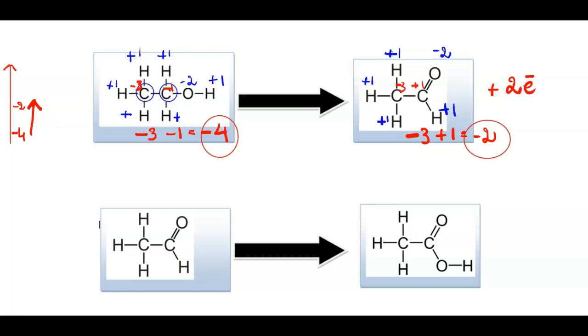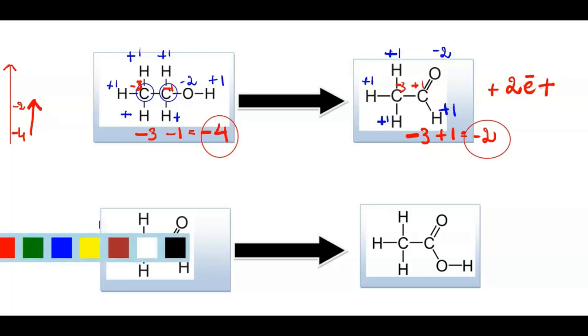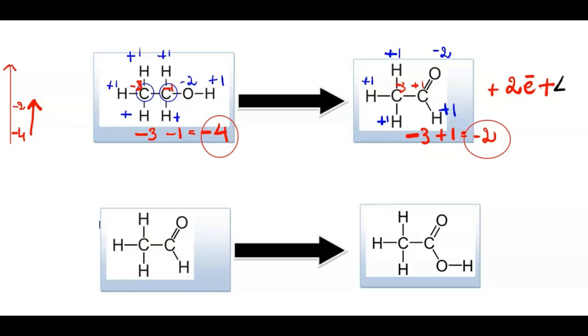Now we need to balance the number of atoms. Oxygen is balanced, carbon is balanced, but for hydrogen we have 6 hydrogen here and 4 hydrogen here. In order to balance hydrogen, we can add hydrogen ions, since this reaction is occurring in acidic media. How many hydrogen ions are required? It is 2 hydrogen ions. So 6 hydrogen here, 6 hydrogen here.